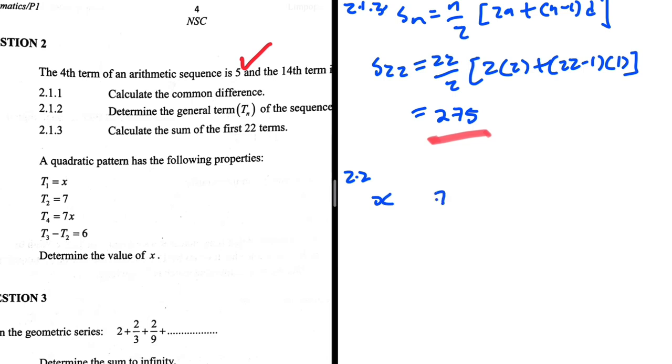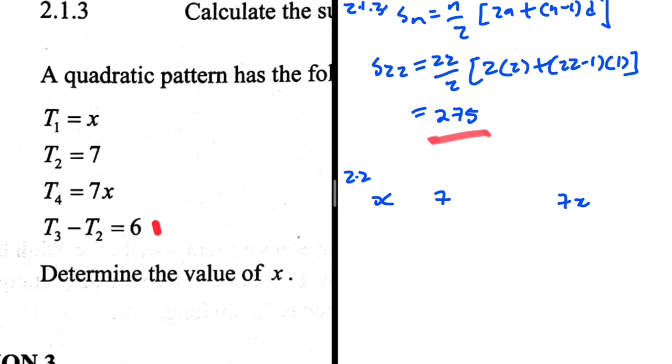T2 is 7. T4 is 7x. Okay, so I have T4, which is 7x. Let's worry about T3. T3 minus T2 is equal to 6. So T3 minus 7 gives us 6. So T3 should be 7 plus 6, which is 13. So this is what we have.